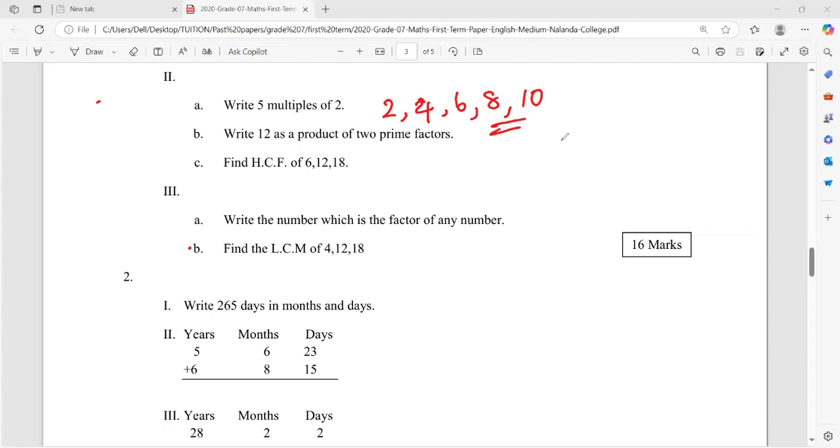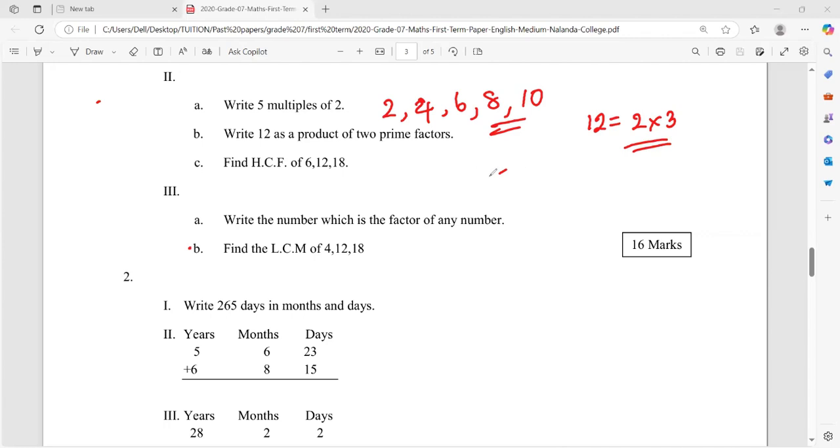Write 12 as a product of 2 prime factors. Yeah, 12 as a product of 2 prime factors. You can write 12 as 2 into 6? No, as 2 into 3 is 6, so we take 12 as 4 into 3; the prime factors are 2 and 3, which are prime numbers. Right? So, find the highest common factor of 6, 12, and 18.